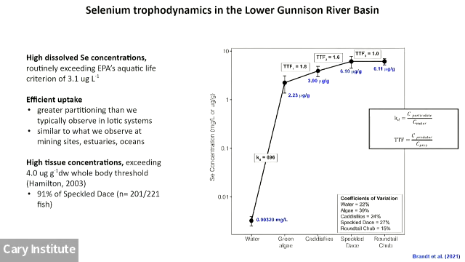And then we also observe really high tissue concentrations. So Hamilton in 2003 introduced the idea that a 4 microgram per gram dry weight whole body concentration is our benchmark for toxicity for fish species, and 91% of the speckled dace, which is our low trophic level fish species in the system, exceeded that criteria, and 96%, almost all, of the roundtail chub. We measure these two species of fish because the other species are so sensitive that there's really no political will to allow for sampling of those fishes, and these are fairly good proxies in terms of diet and food web position.